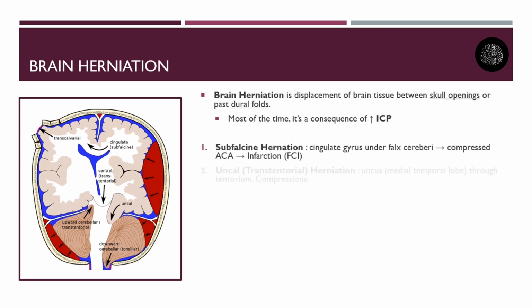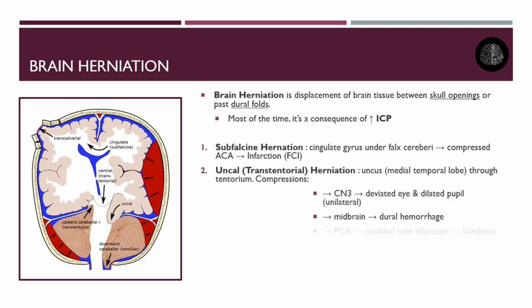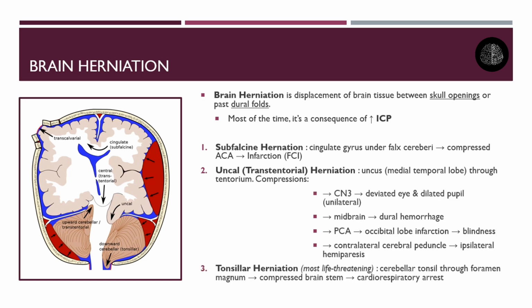So one is subfalcine, the second is uncal or the transtentorial herniation, and the third would be the tonsillar herniation, which is the most life-threatening. I put it in order from less life-threatening to more life-threatening to the most life-threatening. The subfalcine herniation is the subfalcine gyrus goes under the falx cerebri. So you guys remember from connective tissue holding the brain together, falx cerebri is superior, and once it herniates under it, it compresses the anterior cerebral artery, which causes focal cerebral ischemia, causing infarction.